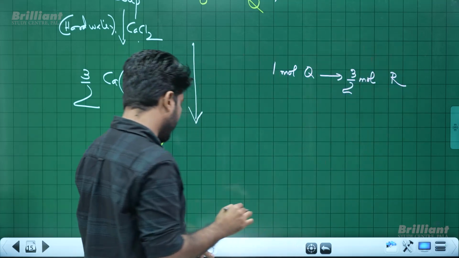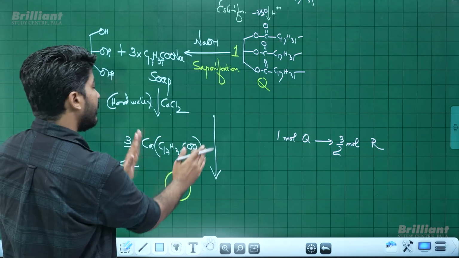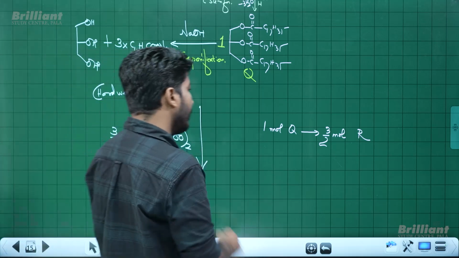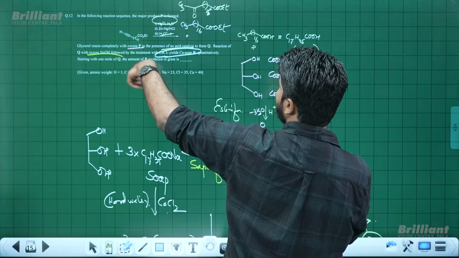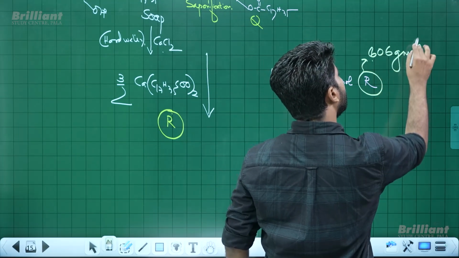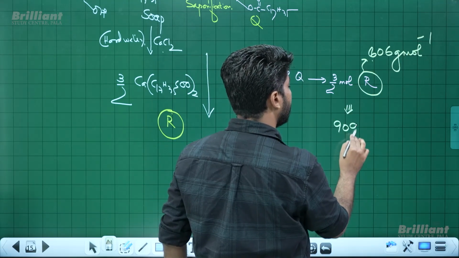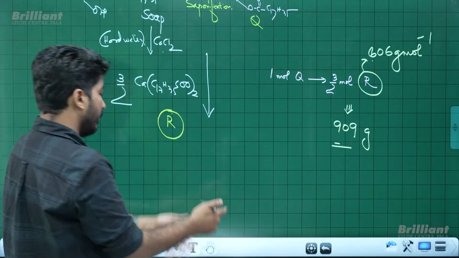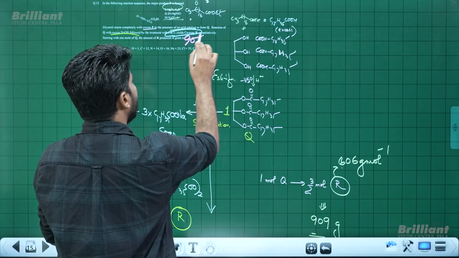We want the mass of R produced. So we just need to find out the molar mass of this particular unit and multiply it by 3/2. The molar mass of R you can just add up, everything is given in the hint section. So that will give us 606 grams per mole as the molar mass of R. Now that multiplied by 3/2 will be 909. So 909 grams of calcium stearate precipitate will be formed.